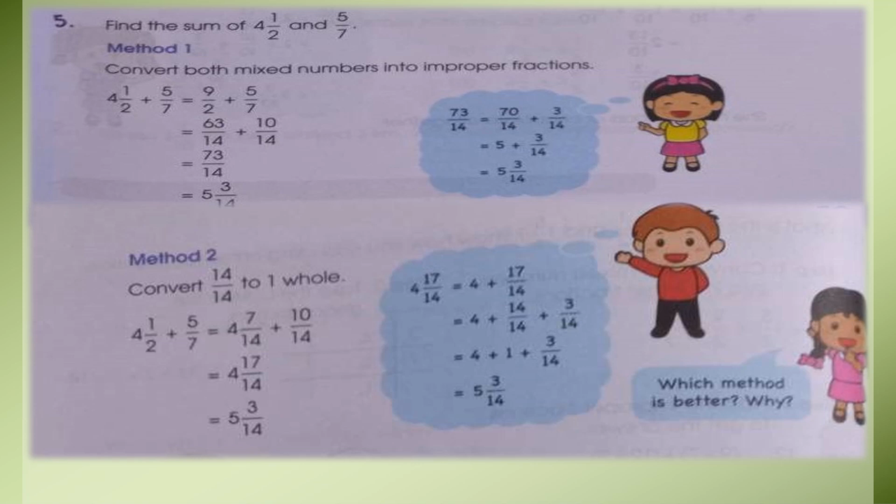Now we have 4 whole number 17 over 14, but 17 over 14 is still an improper fraction, so if you use the division method and divide 17 by 14, we have 1 whole number 3 over 14 as our answer. So we are going to add 4 and 1 whole number 3 over 14, so it becomes 5 whole number 3 over 14, and this is our end answer.